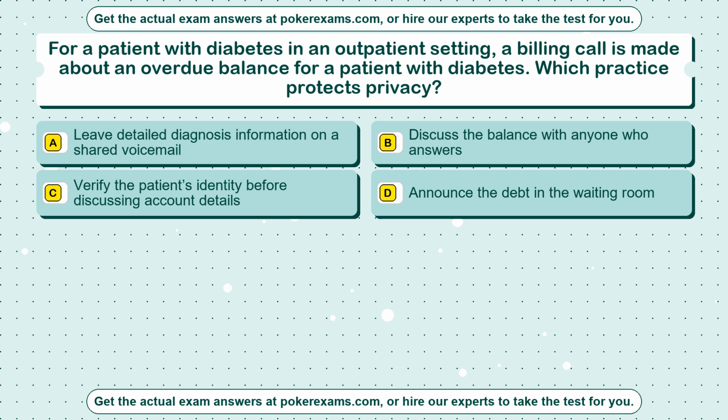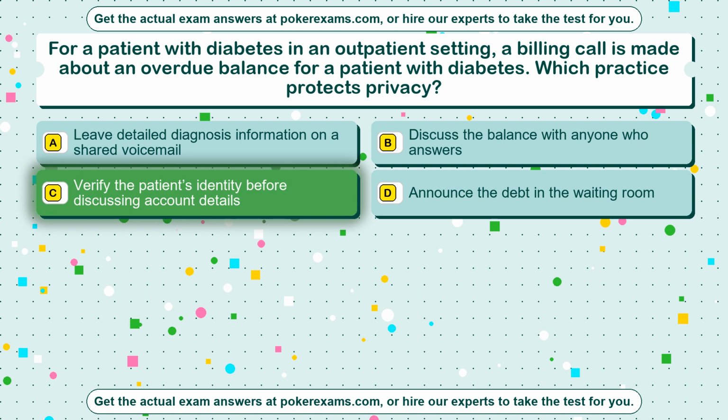Which practice protects privacy? Option A, leave detailed diagnosis information on a shared voicemail. Option B, discuss the balance with anyone who answers. Option C, verify the patient's identity before discussing account details. Option D, announce the debt in the waiting room. The correct answer is option C, verify the patient's identity before discussing account details.